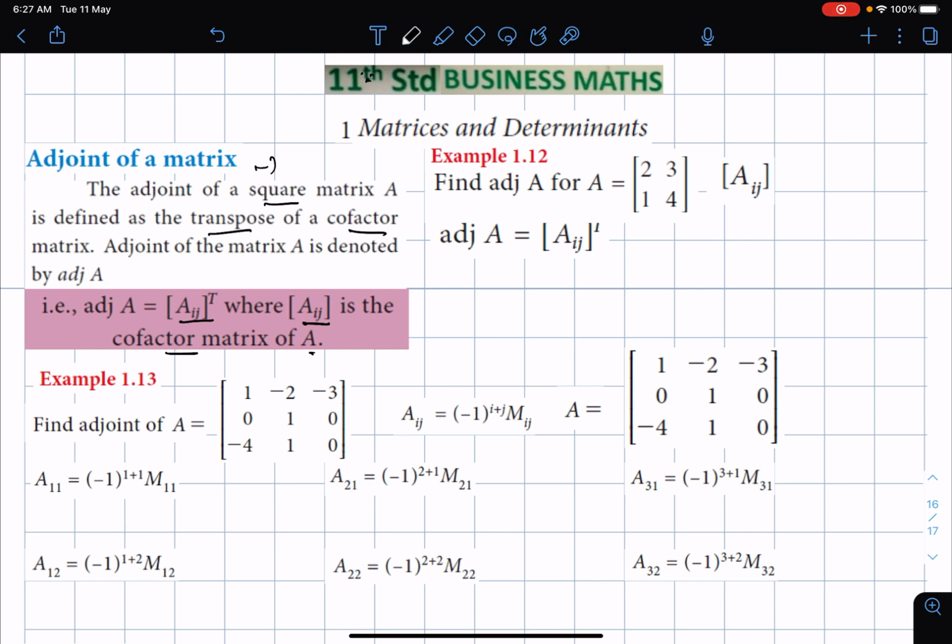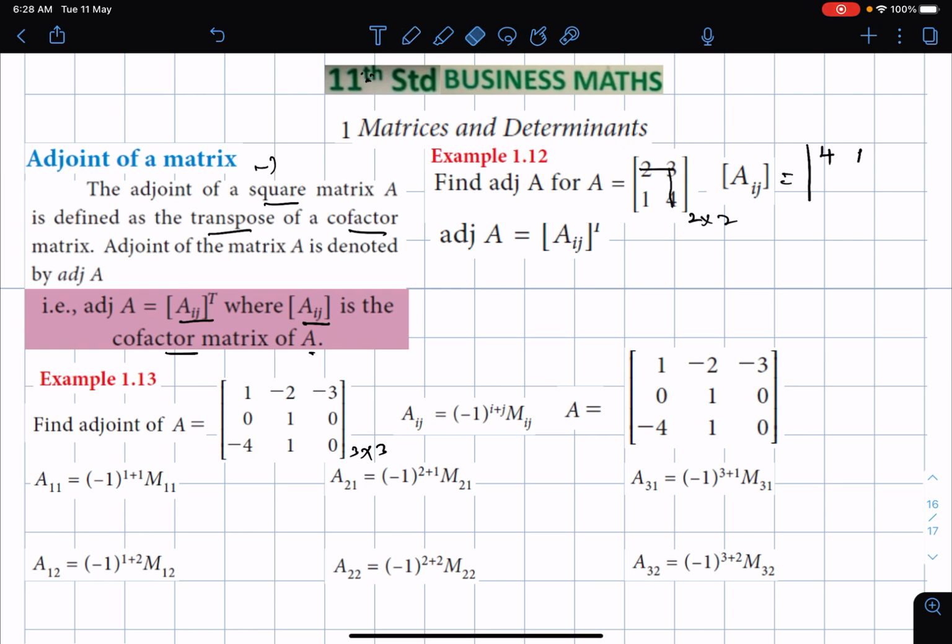Here you have a 2 cross 2 matrix, and here you have a 3 cross 3 matrix. First we will see it with the 2 cross 2 matrix. For that we have to write the cofactor of A. For the first element, you simply strike out its row and column, and you get 4, that is the minor. Then coming to the second element, you cross out its row and column, and your cofactor is 1.